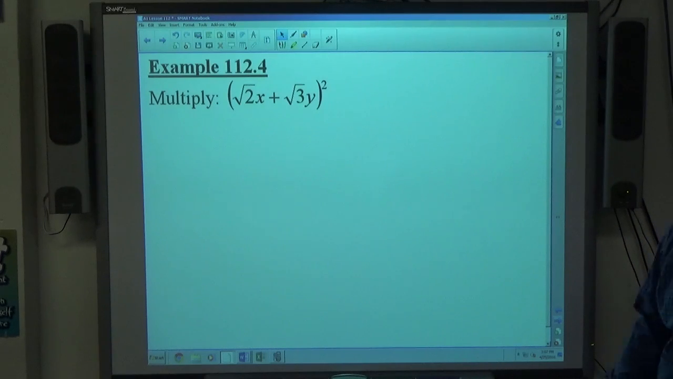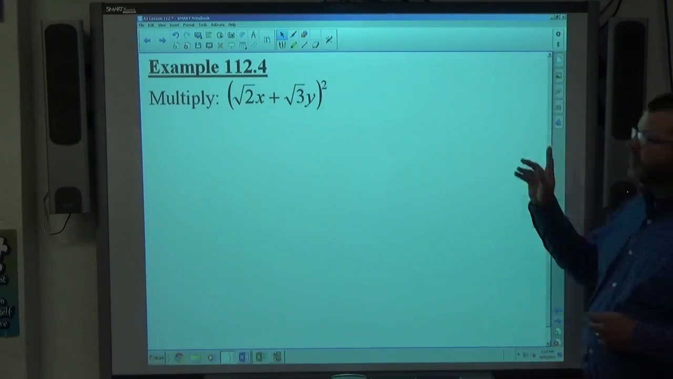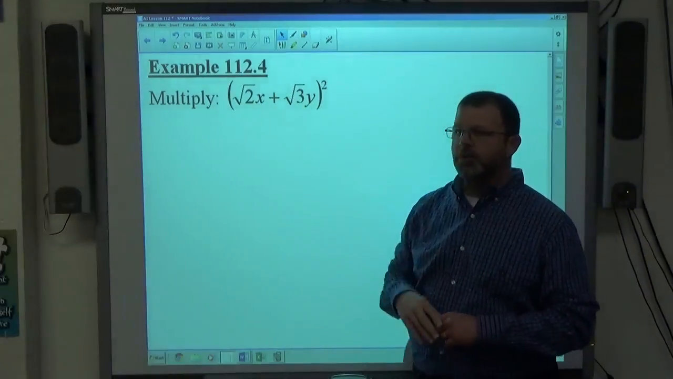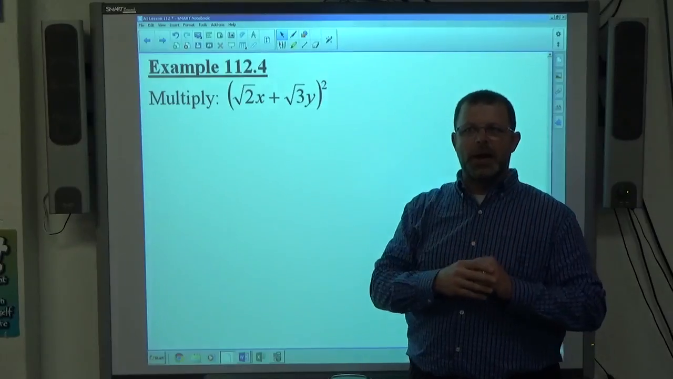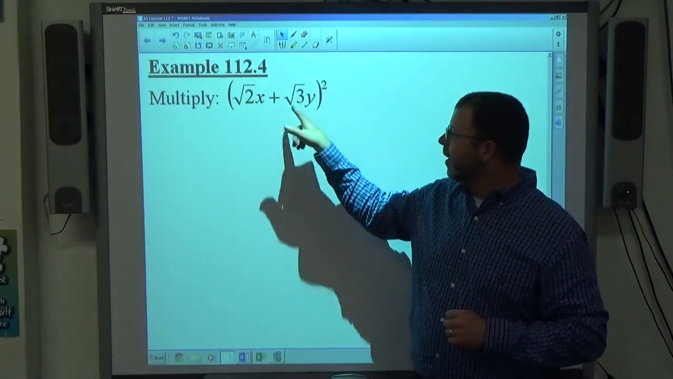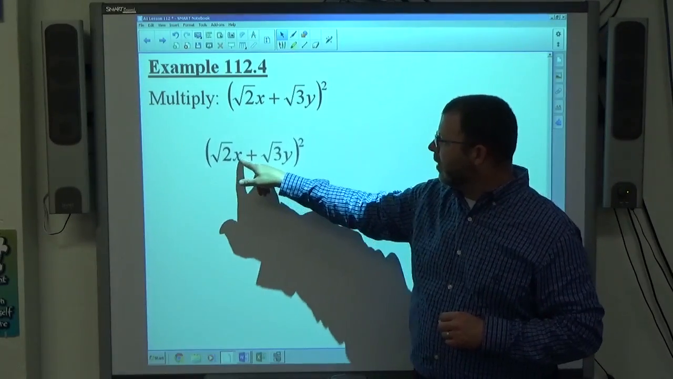Okay, example 4. This problem, couple things different about it. First thing, there's a square root on both objects. There's also an x and a y. And also it's not a binomial times a binomial, it's a binomial squared. Right? So let me just start off here.